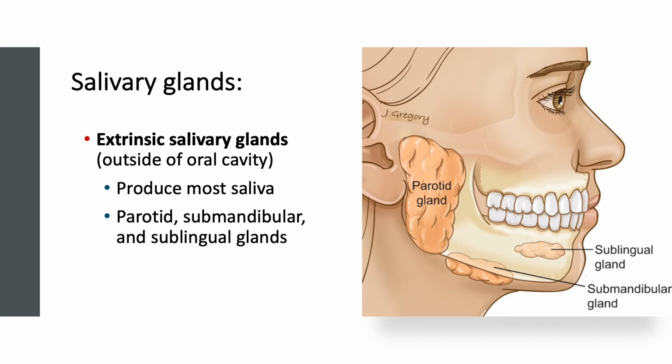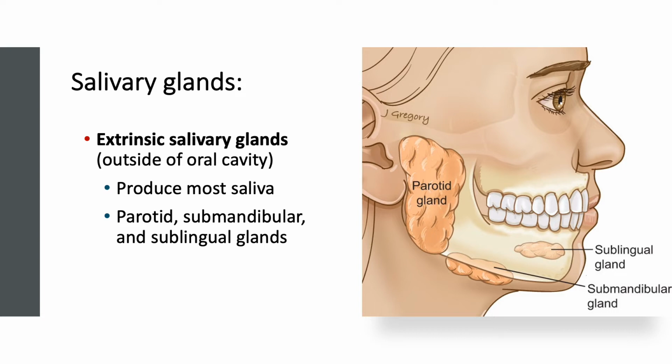Next, we have the extrinsic salivary glands. So these are those that are found outside of the oral cavity now, and they produce the majority of the saliva. They are the parotid, the submandibular, and the sublingual glands. We'll begin with the parotid gland. It's the largest of the salivary glands, and we can see it's located anterior and a little bit inferior to the ear. Next, we have the submandibular, so below the mandible, located in that position, and then the sublingual, below the tongue.